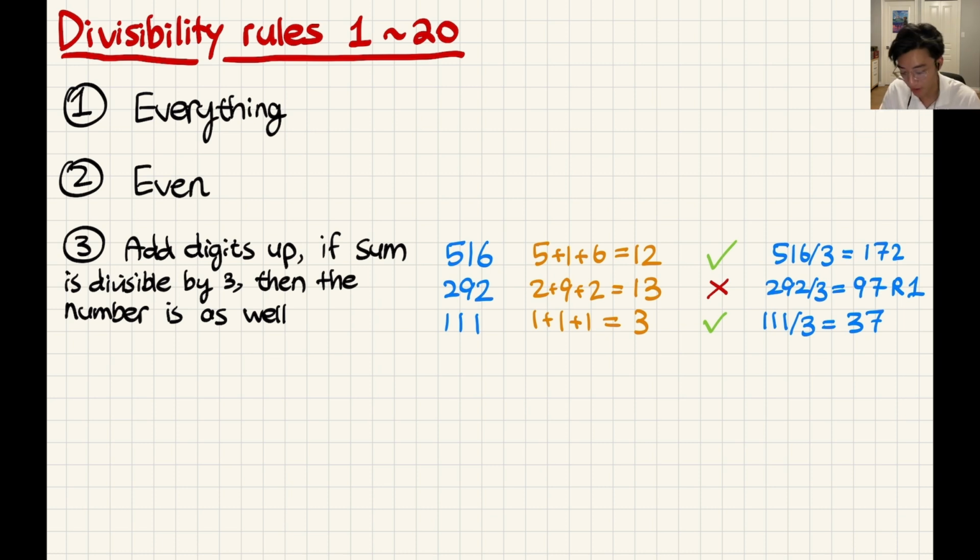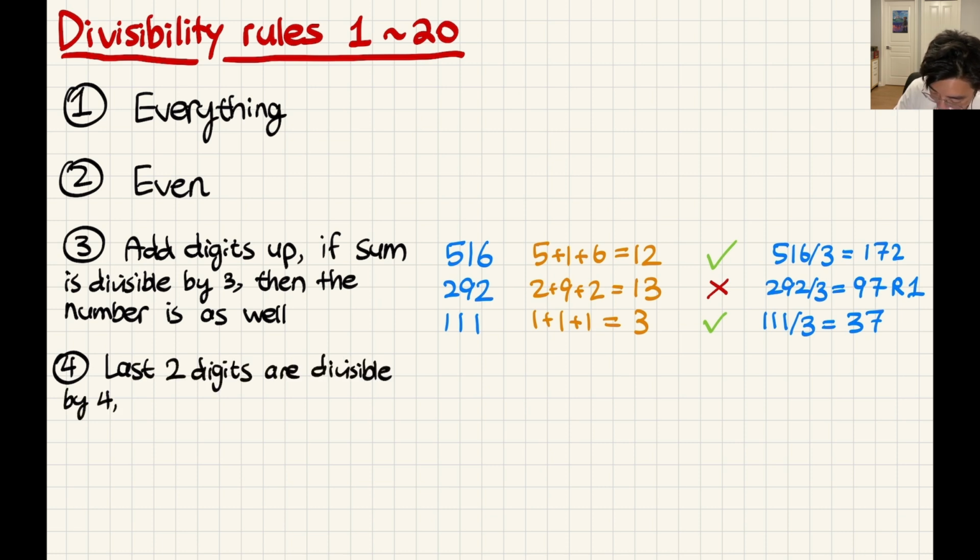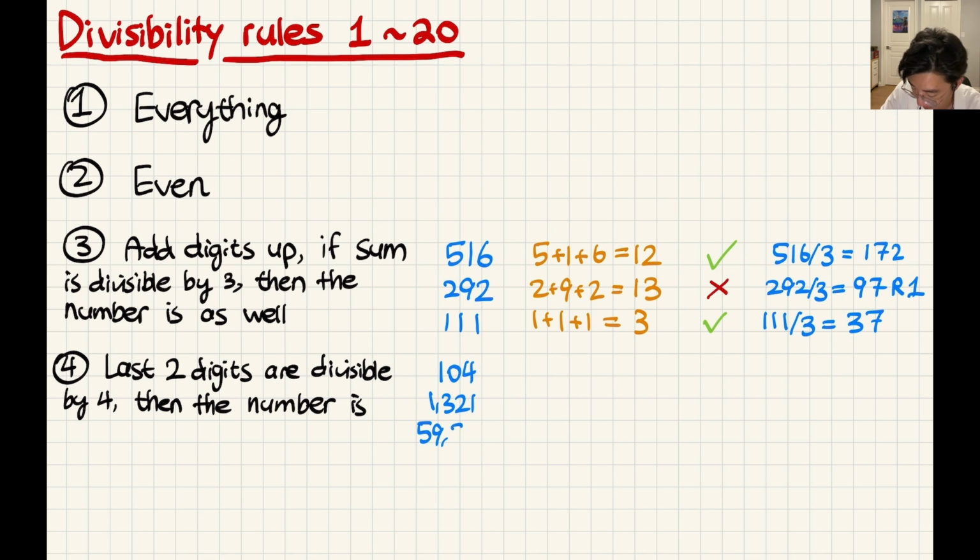Alright, so moving on to 4 now. With 4, as long as the last 2 digits are divisible by 4, then the whole number is divisible by 4. So let's take 104, 1,321, and let's do a big one, 59,324.